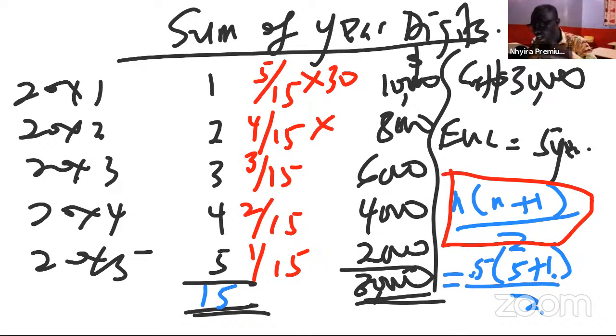So that is the idea about the sum of year digits. You realize that the depreciation figure reduces as the asset ages. So these are the 3 key methods that you need to understand when it comes to depreciation of an asset: the straight line method, the reducing balance method, and then what? The sum of year digits.